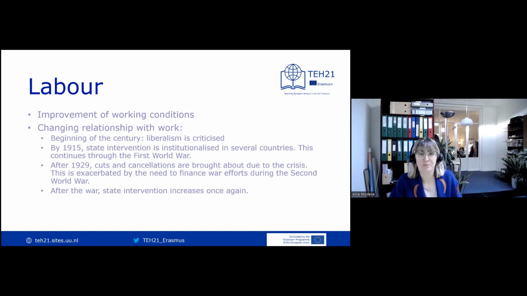In many countries, for example, in Germany, the effect of the crisis demanded a reduction in the social spending on the part of the state, which then determined the cutting and the cancellation of several insurance, unemployment, and assistance schemes. This was exacerbated by the Second World War and by the need to finance the war efforts.